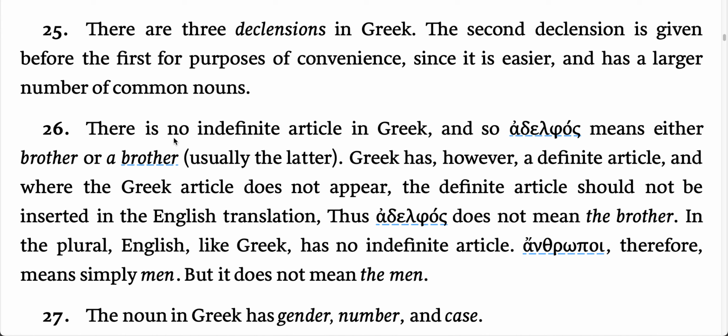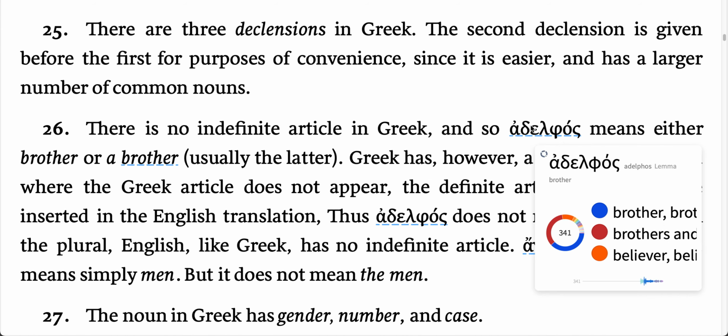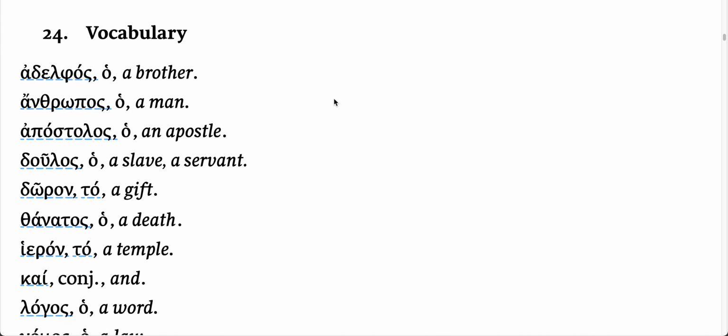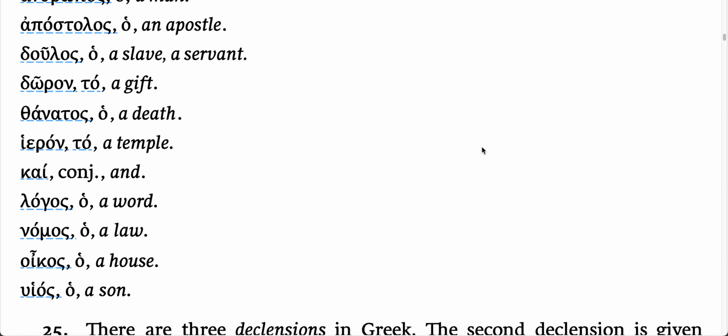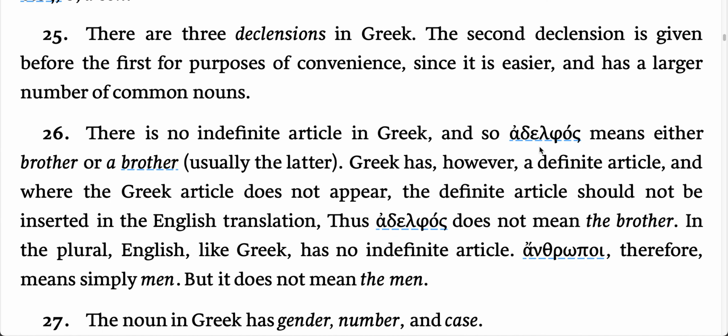In Greek, there is no indefinite article. So if we say the word adelphos, and adelphos means brother, that's the first word in the vocabulary, which we'll talk about in just a little bit. If we look at the word adelphos, it can mean either brother or a brother. Like in English, you have a definite article, the, and you have an indefinite article, a. Some languages have that, some don't. They'll have a definite article, but they may not have an indefinite article.